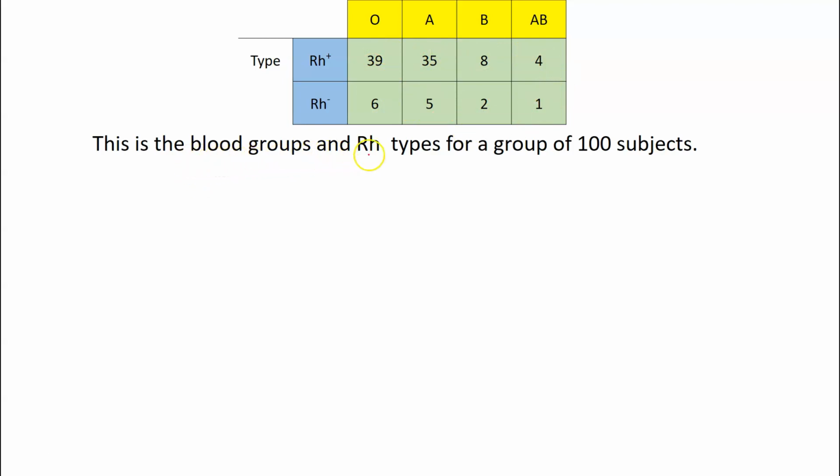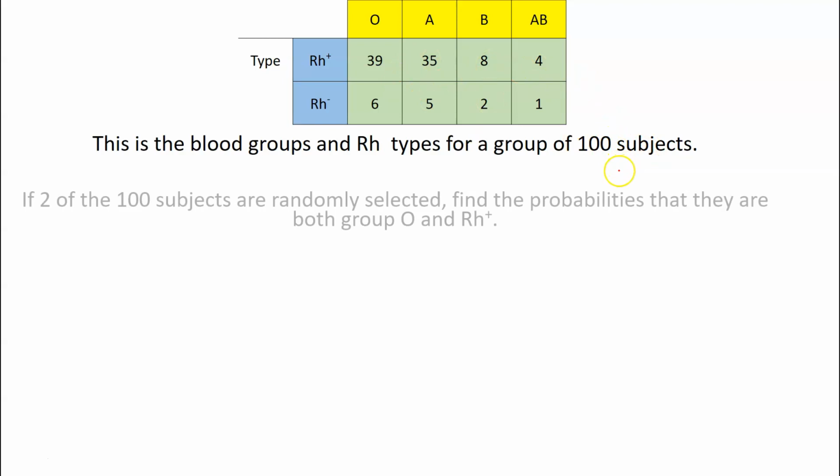This is a blood group of Rh, so Rh factor we're talking about here, blood types, of 100 subjects. So there's 100 people here, 100 subjects. If 2 of the 100 subjects are randomly selected, find the probabilities that they are both O and Rh positive. So O, Rh positive. These are actually fairly simple to do in the fact that you're looking for the intersections of columns and rows. So you got your O here, you got your Rh there, so the intersection is going to be 39.